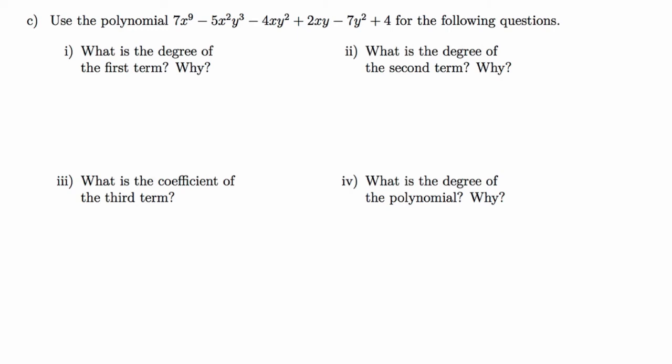In part C, we're going to use a specific example of a polynomial in several variables to review a couple of our vocabulary terms. So the polynomial we will use is 7x to the ninth minus 5x squared y to the third minus 4xy squared plus 2xy minus 7y squared plus 4.